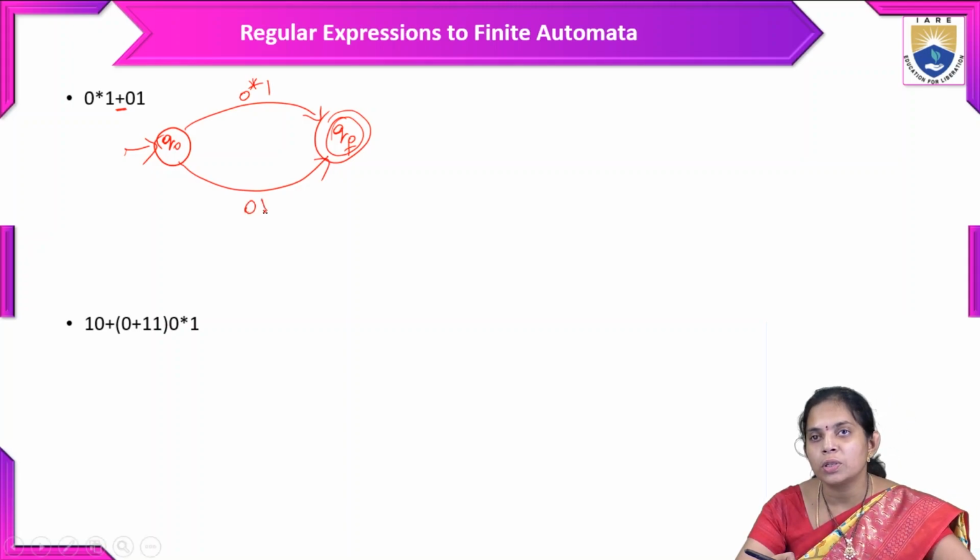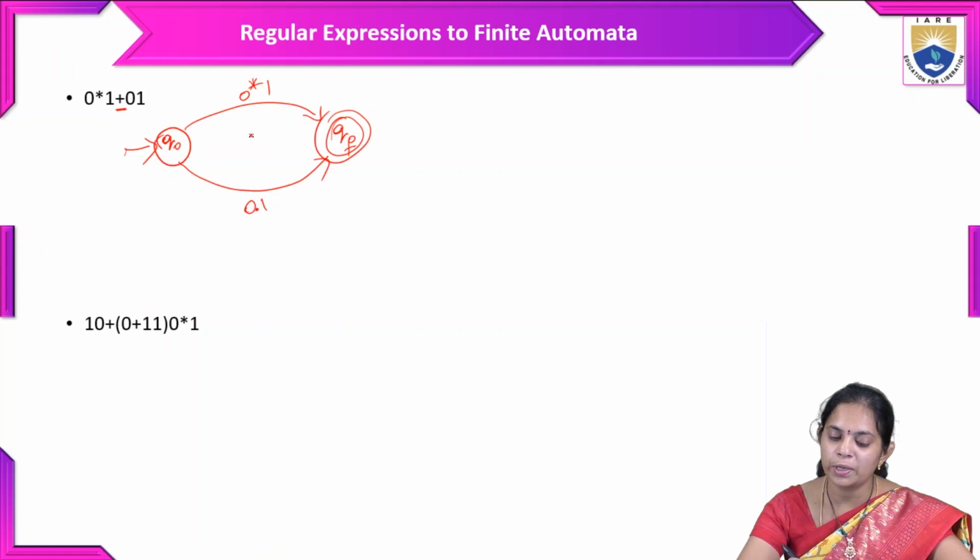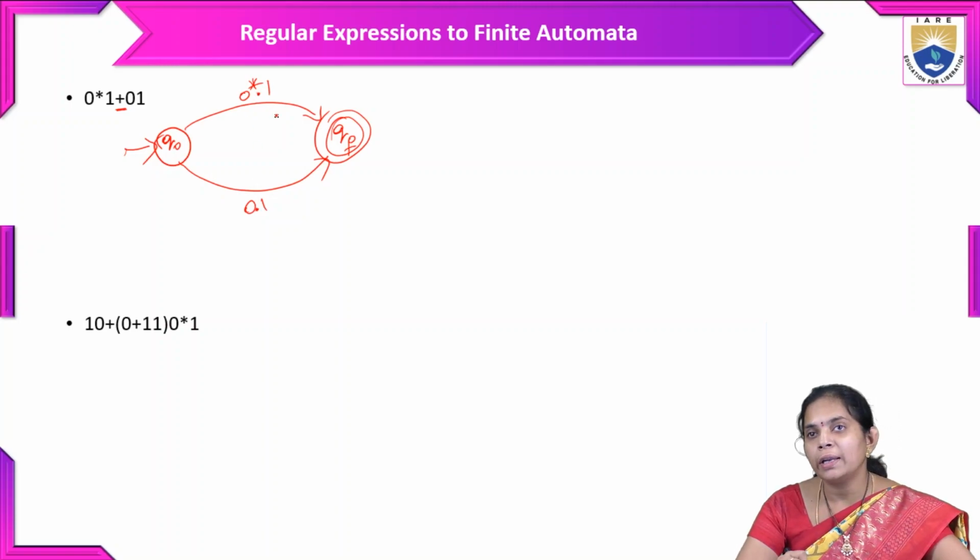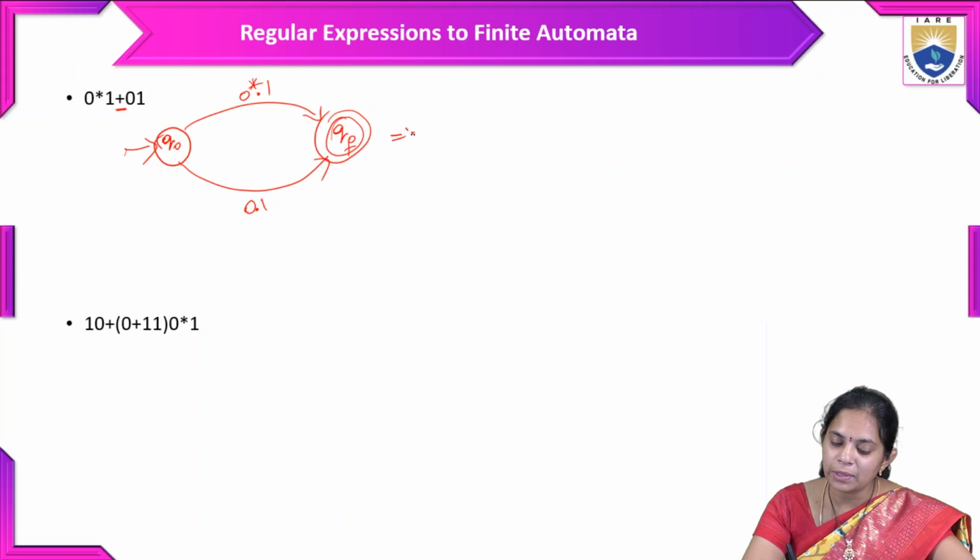So here, one choice is 0 star 1 and the second choice is 0 1. In between we have the concatenation operation. Concatenation in the sense that 0 star is followed by 1, and 0 is followed by 1. So here we will write the same thing as a Q naught, and first we will take the upper part.